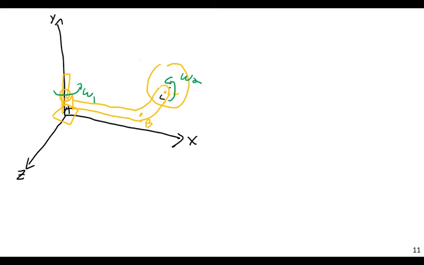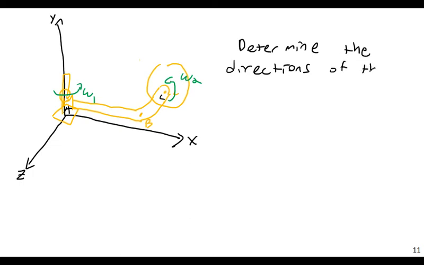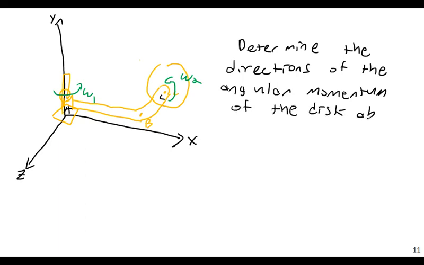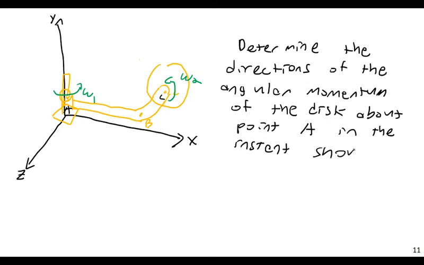And so disk D here is rotating with respect to arm ABC, and I want to determine the direction or directions of the angular momentum of the disk about point A in the instant shown. So basically, I just want to know if they're positive or negative.